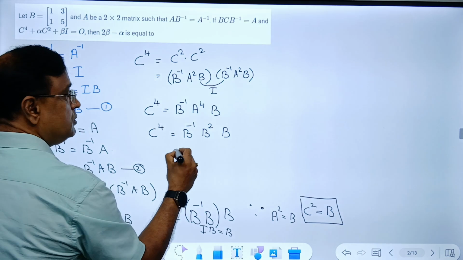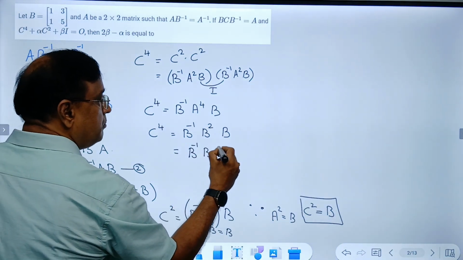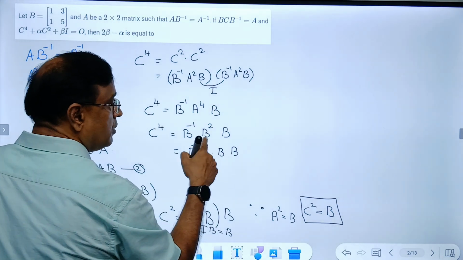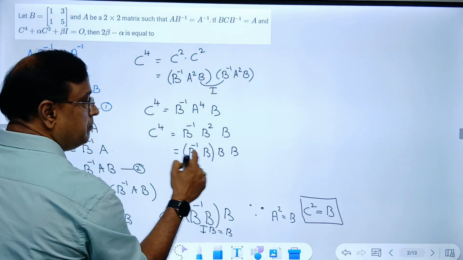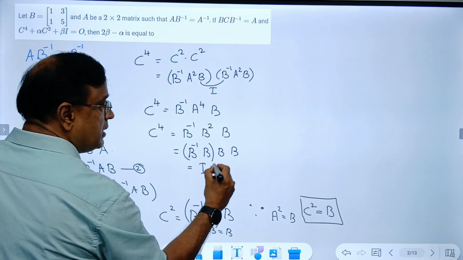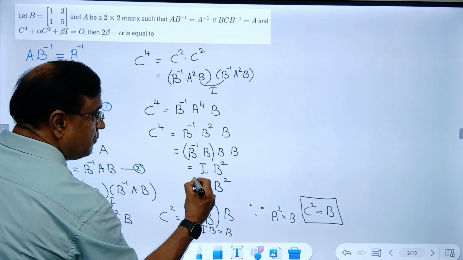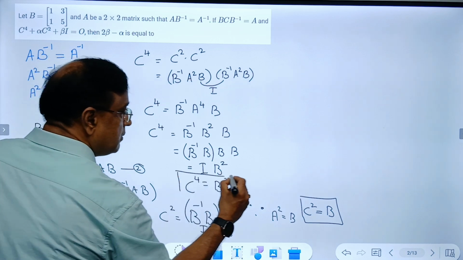Correct? So which will be B inverse. I write B square as B into B. B square is B into B. So what is B inverse into B? B inverse into B is I. So you get B square. So you got C power 4 equal to B square.